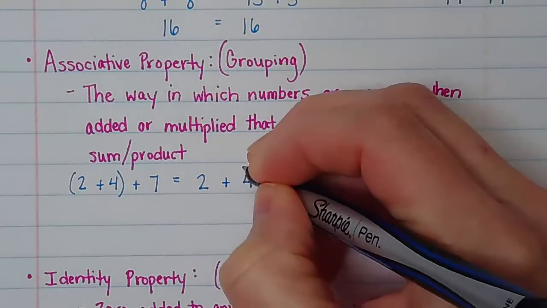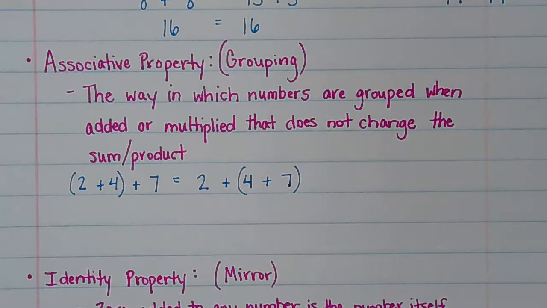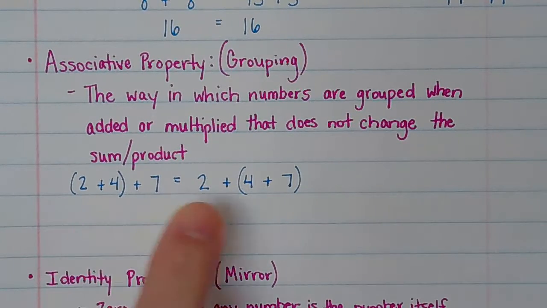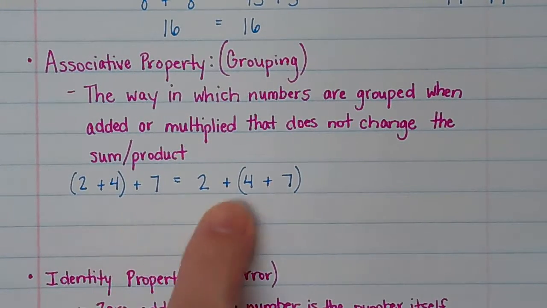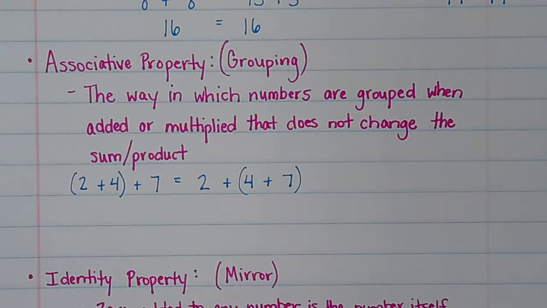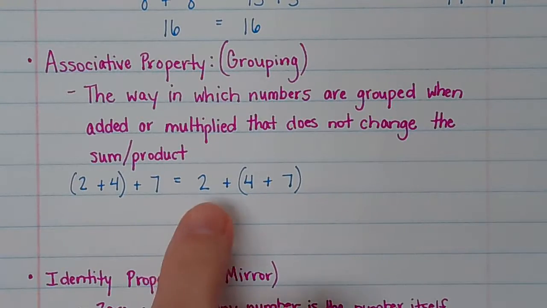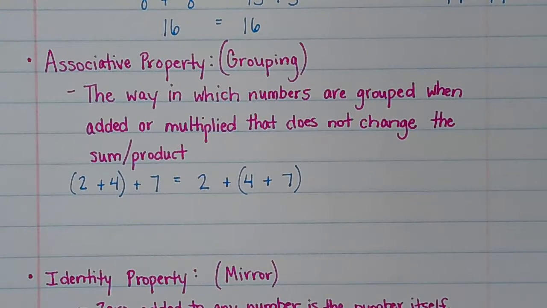But now this time, these 2 are going to be grouped together. So you see what I mean by grouping? Yes, they're parentheses, but like I said, don't remember it by parentheses. Remember it by how they're grouped together. Over here, the 2 and the 4 are grouped together. Over here, the 4 and the 7 are grouped together. The order has not changed, so it's not commutative property. The order is the exact same, 2, 4, 7, 2, 4, 7. The only thing that's changed is which numbers are grouped together.